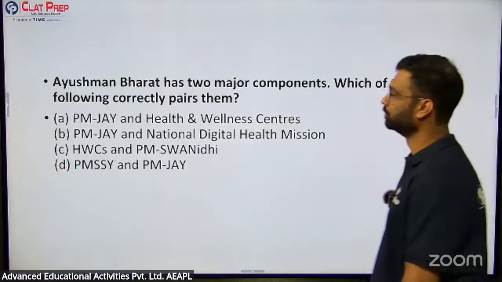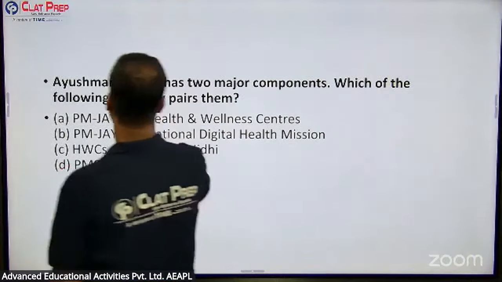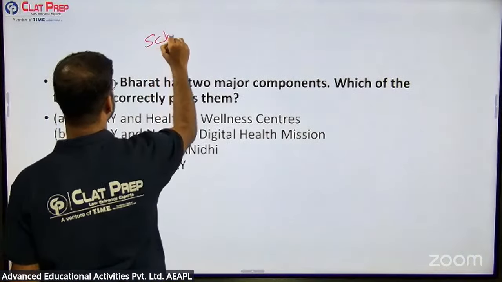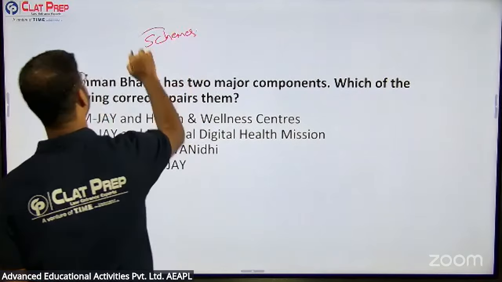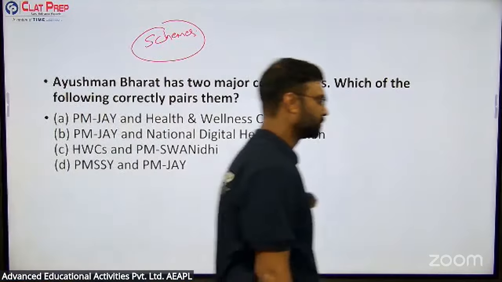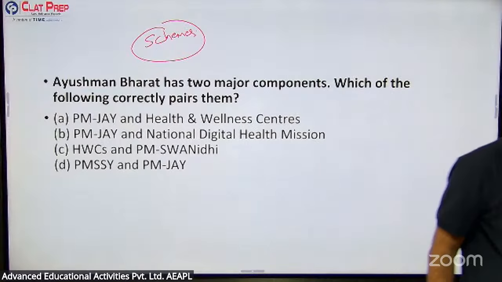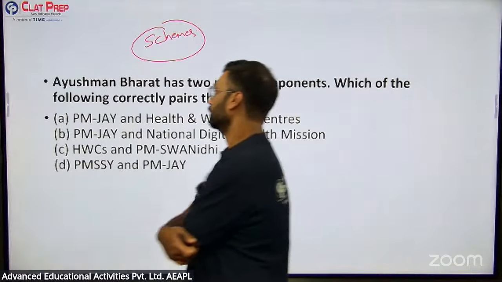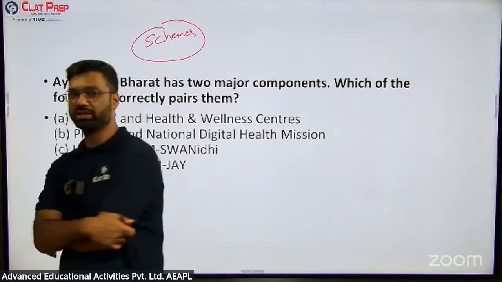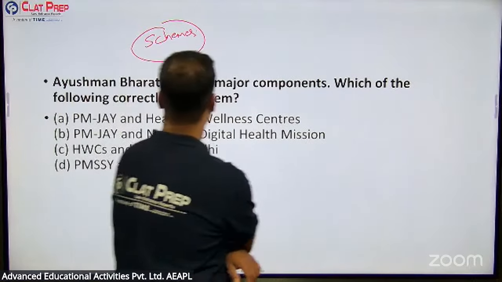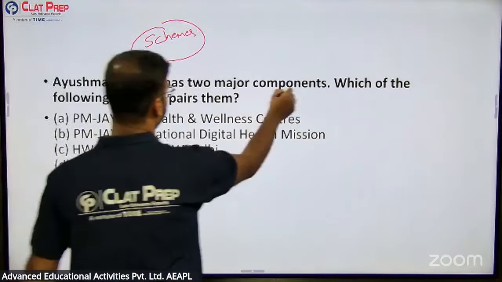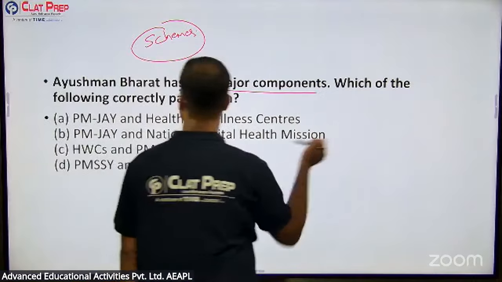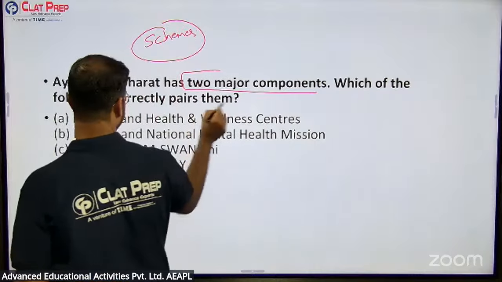All right, let's move on to the next question. Now we'll solve questions on government schemes. A lot of times they ask questions on government schemes as well. The AILET has asked a lot of questions from government schemes. So we'll solve a few of those as well. Ayushman Bharat has two major components. Which of the following correctly pairs them?